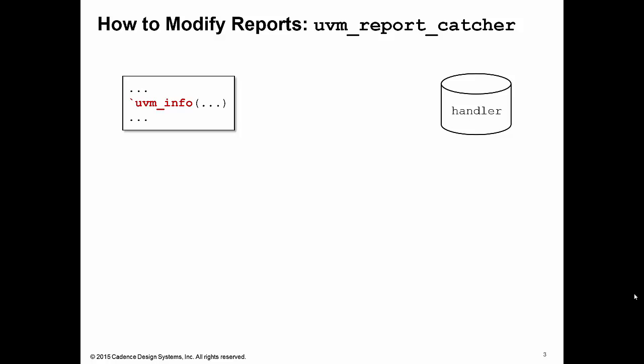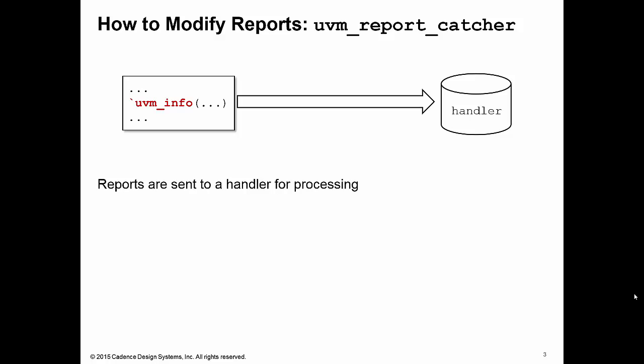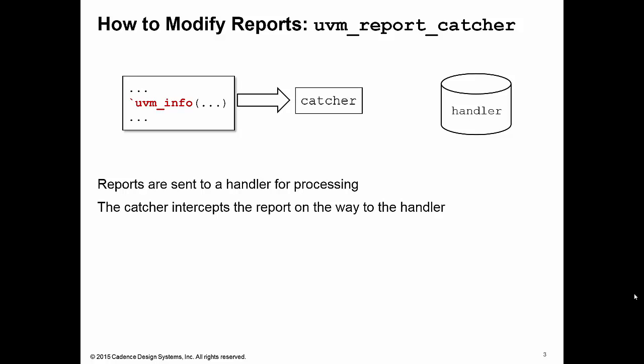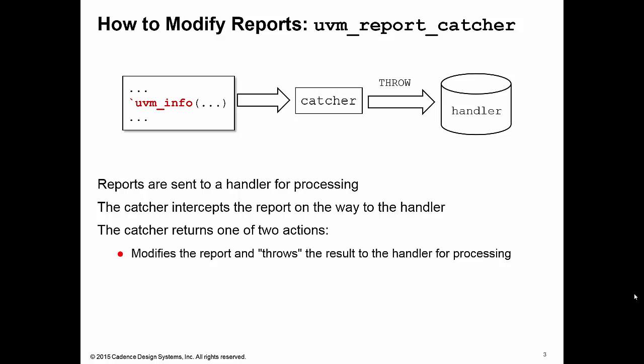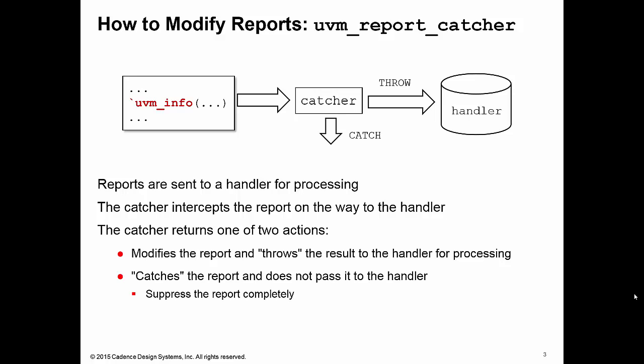So how can I use a catcher to modify my reports? Well, when you raise a report, it's sent to a report handler for processing and for printing. And what we can do is insert a catcher in between the report and the handler. This intercepts the report and can do one of two things. It can either modify the report and then issue the throw action, which passes the report onto the handler to be processed, or we can issue the catch action that basically throws the report away, doesn't pass it onto the handler, and suppresses the report.